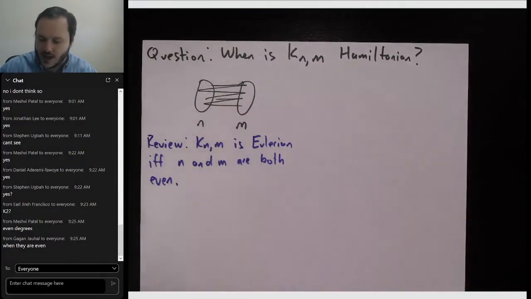Now, when is K_{N,M} Hamiltonian? When can I find a path that goes through every vertex?